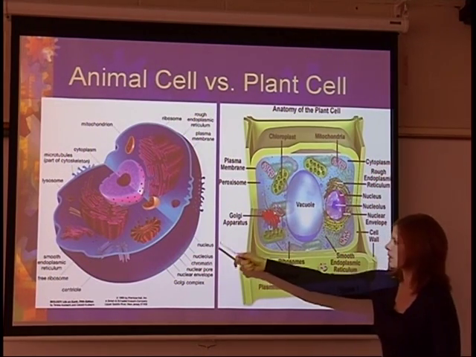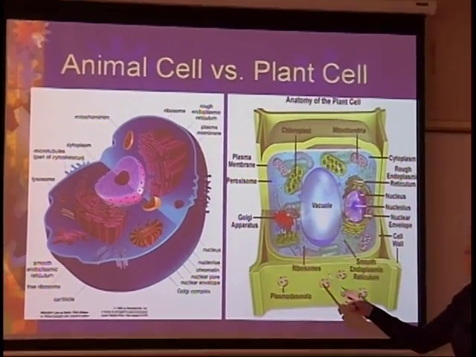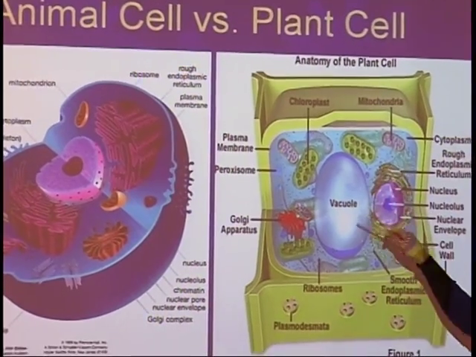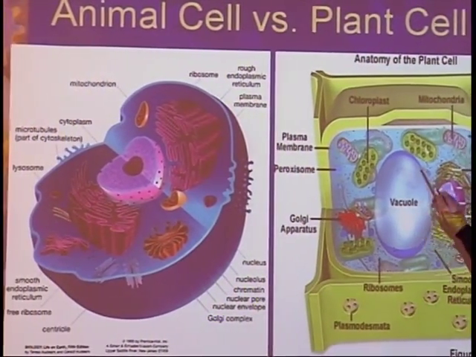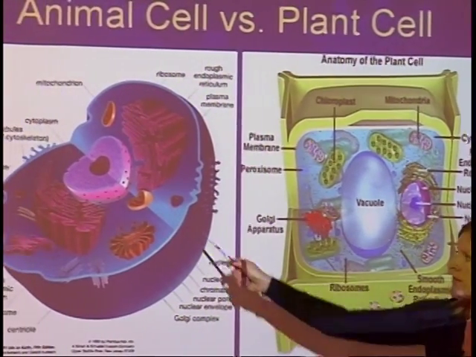Just showing a picture, the plant cell versus the animal cell. You can notice this has more of a square shape because of the cell wall and also the large vacuole that it has, as well as the chloroplasts that the animal cell over here does not have.